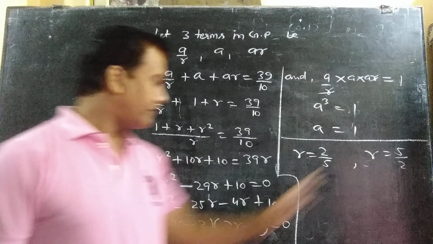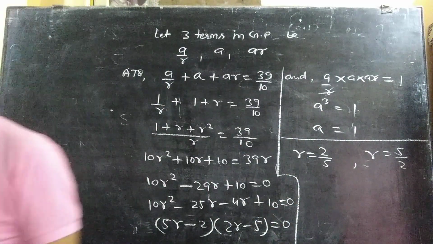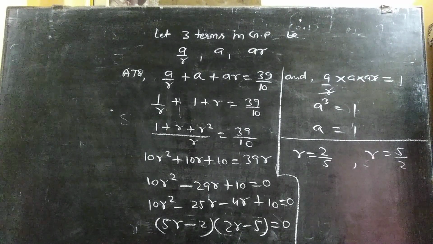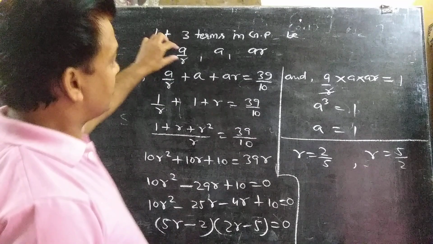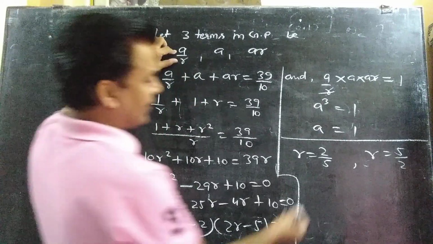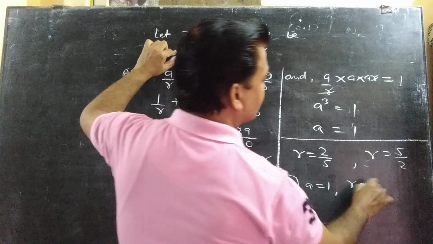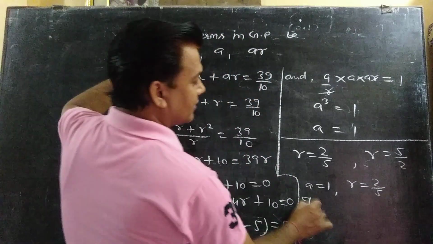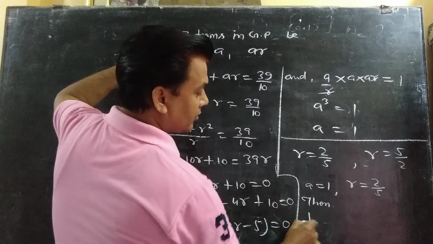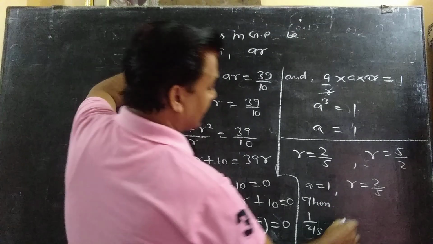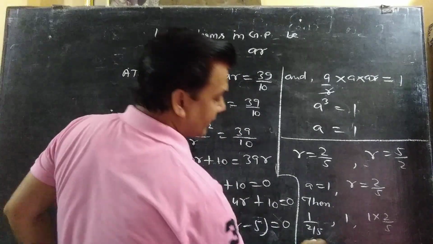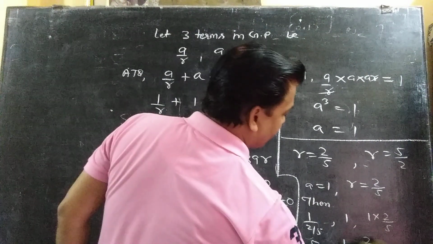So R we have calculated, A we have calculated. What we have to find out in this? The terms are. So now substitute the value of A and R, you will get the terms. If A is 1 and R is 2 by 5, then terms are 1 upon 2 by 5, here is 1 and here is 1 into 2 by 5. So it will be 5 by 2, 1 and 2 by 5.